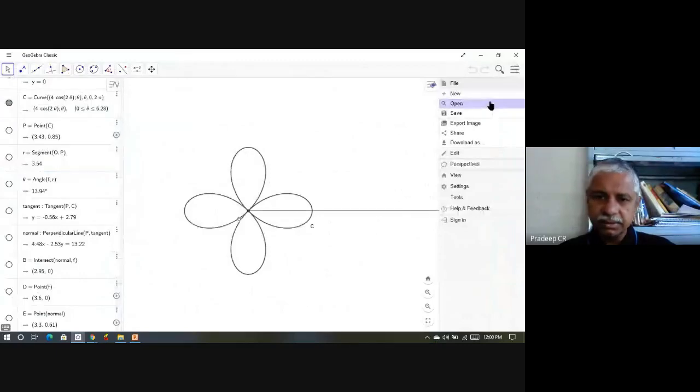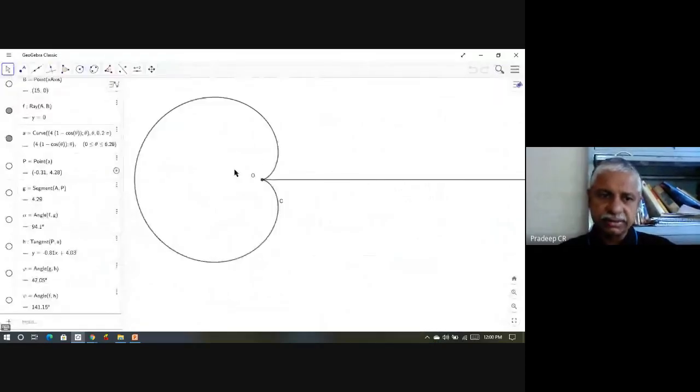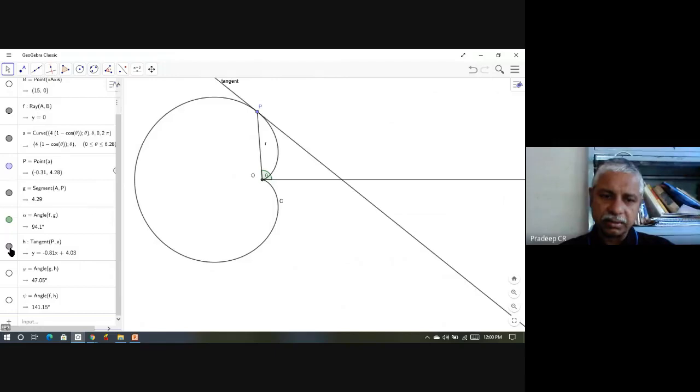So example 5 is this. This is the curve. So this is 4 into 1 minus cos theta, as you can see here. 4 into 1 minus cos theta is what I have given. This is the curve. And you take an arbitrary point there. You take R, you take theta, you try to draw the tangent, you find this is the angle which I want to find.